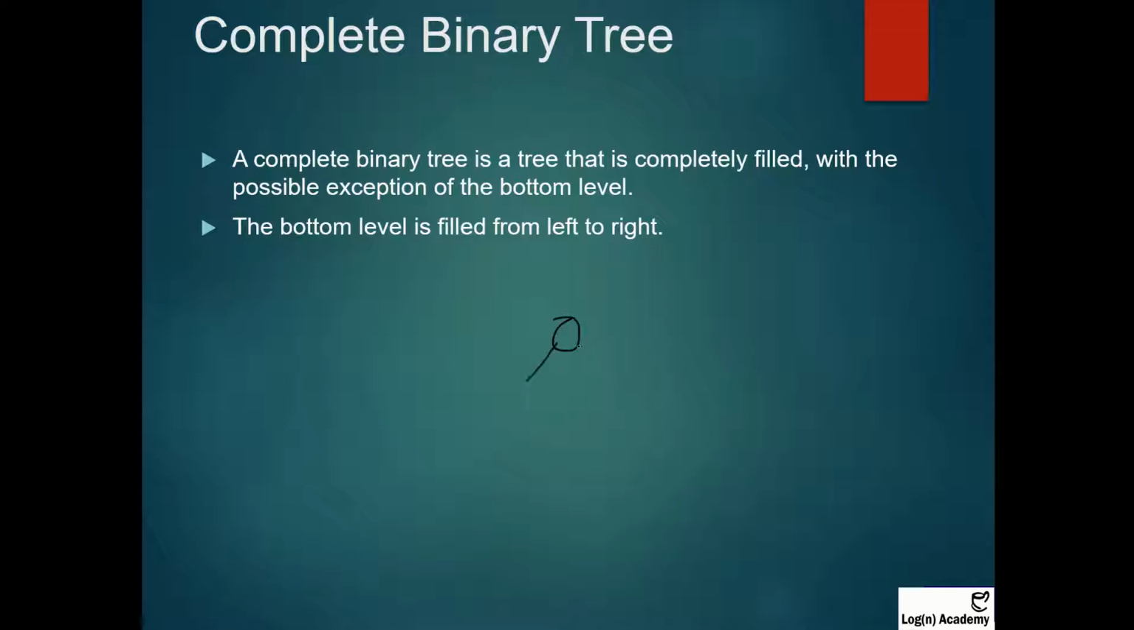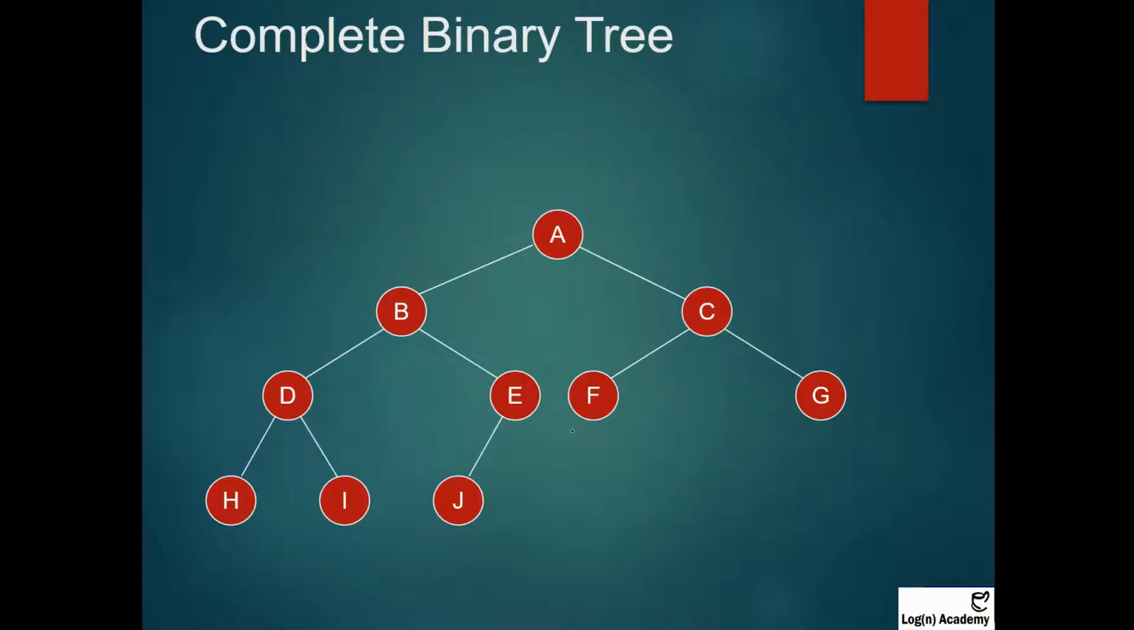So let's say we have a tree something like this. Now I want to add a new node. I will add it here. I will not add it here or here, because I have to follow the rule that we fill the tree from left to right. So the new node will be placed here. This is the structure of a complete binary tree. As you can see here, the bottom level is not completely filled, but all the other internal nodes are filled.